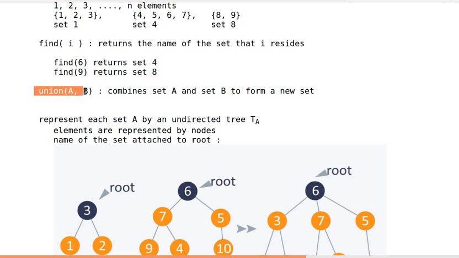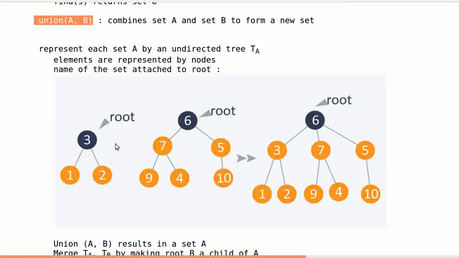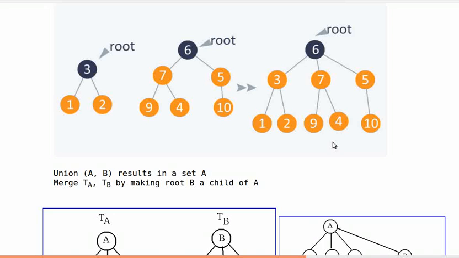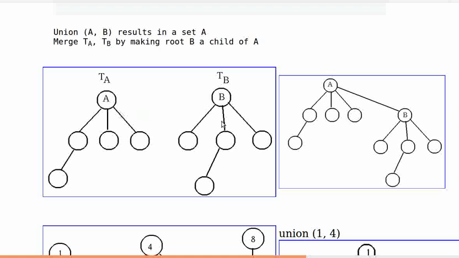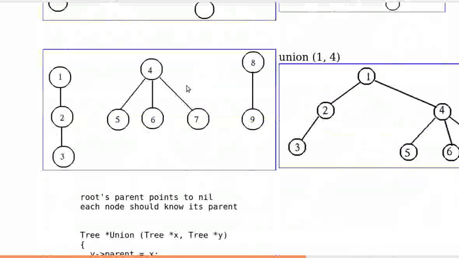The operation union(A, B) combines set A and set B to form a new set A. This can be done by representing each set A by an undirected tree dA. Union(A, B) is done by making root B a child of A, as shown in these figures. After a union, we get a new set A, which is the combination of the original A and B. These figures show union 1, 4, which gives a new set 1. After the merge, find 6 returns 4.